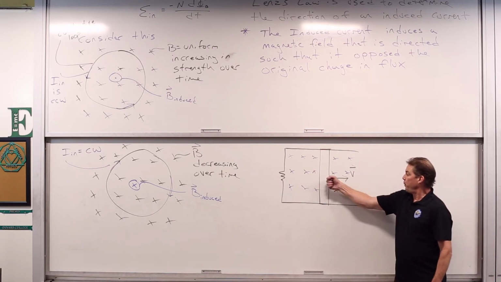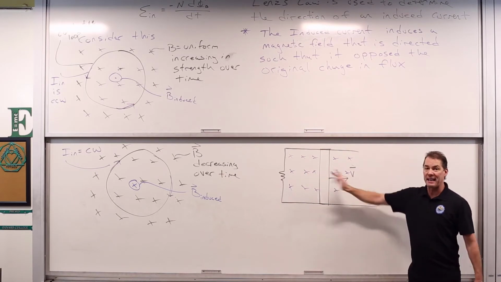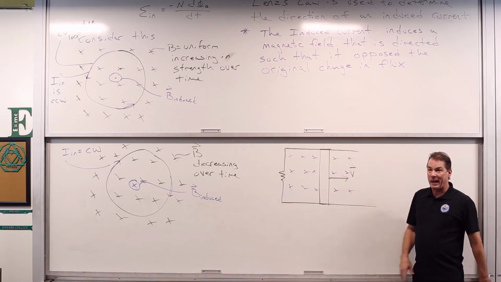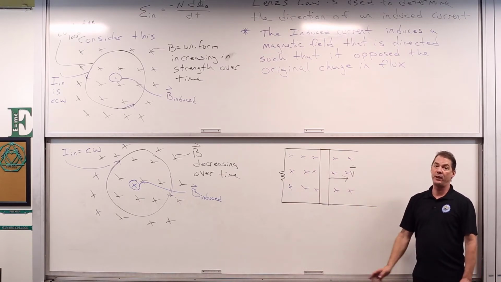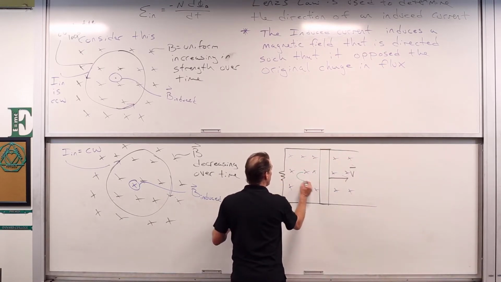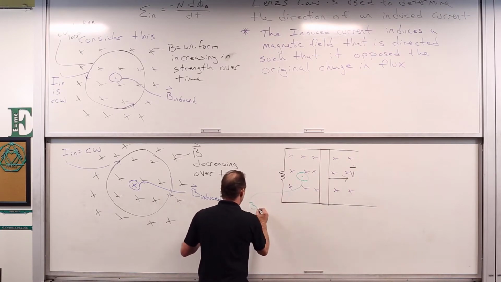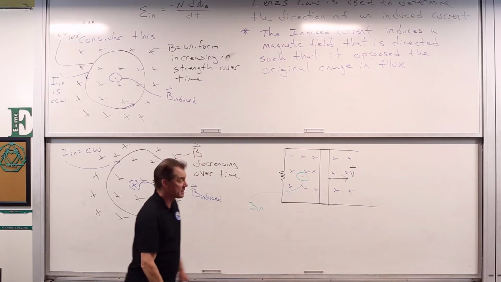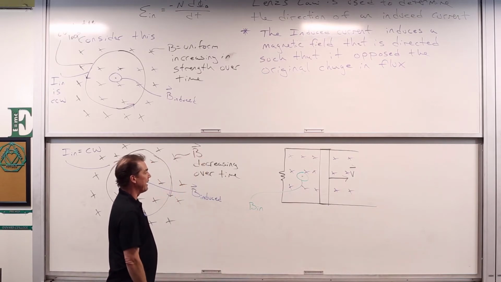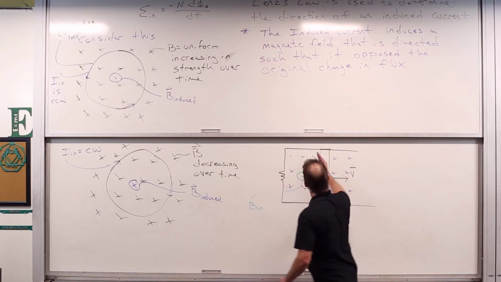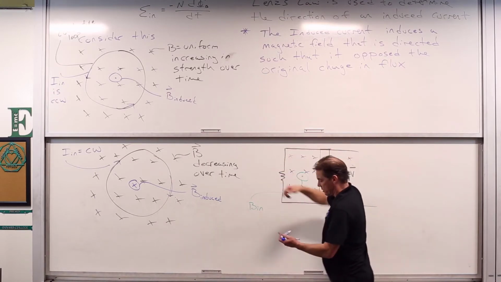Well, if we pull it this way and we're getting more and more magnetic field in there, then because we're increasing the area, we have to have something that subtracts magnetic field off. So in this particular case, we have an induced field in the opposite direction to counteract the increase in flux that's taking place due to the increase in area. Well, what direction then would the induced current be?